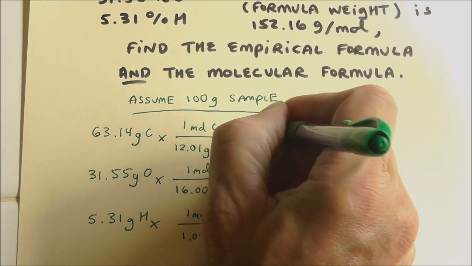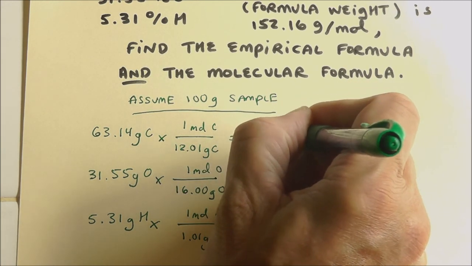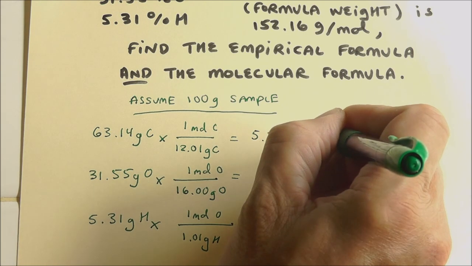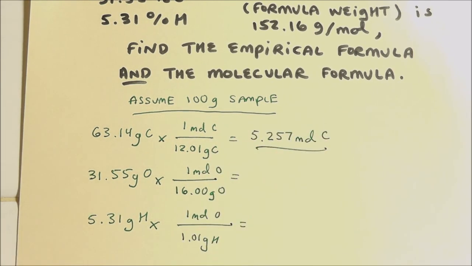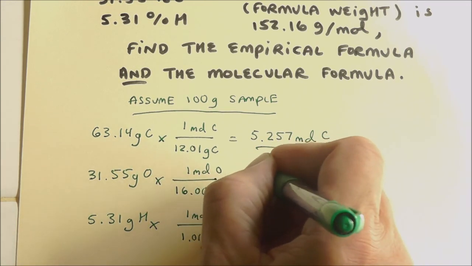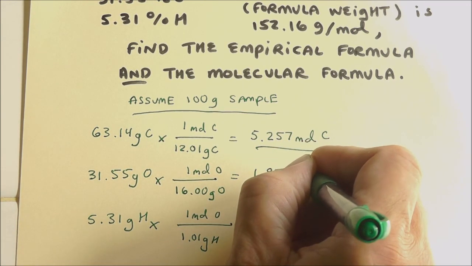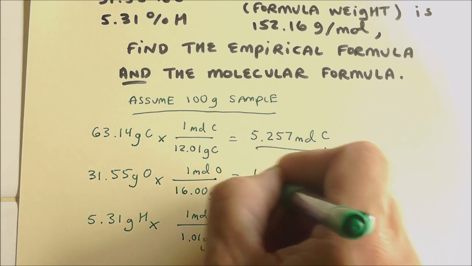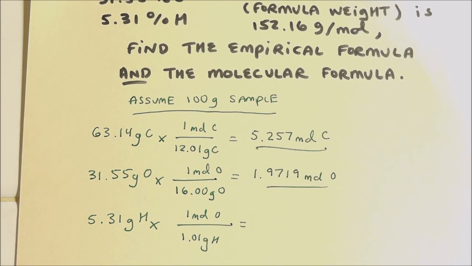5.257 moles. 5.257 moles of carbon. Let's do the next one. 31.55 divided by 16 is 1.9719 moles of oxygen. Cool.